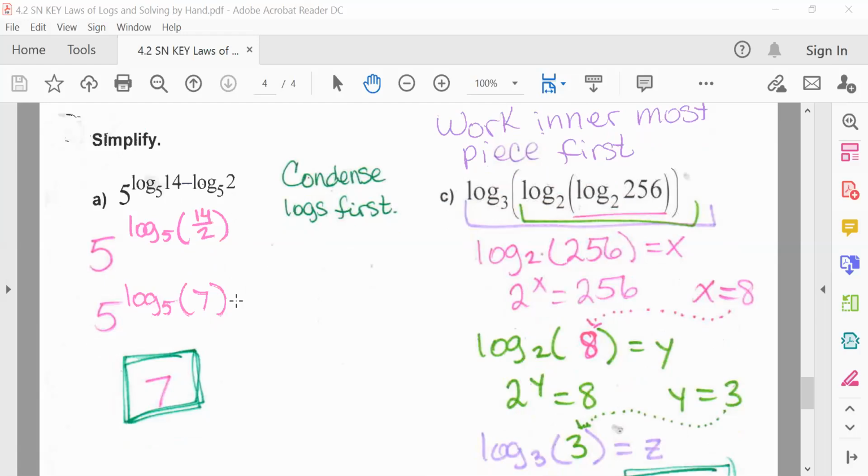And like we talked about in those log properties in the first part of this lesson, this 5 to the power of and this log base 5 undo each other and leave us with just this 7. Are we okay there? Condense the log, then 5 to the power of and log base 5 will undo each other and leave us with just this 7. Okay, questions here?